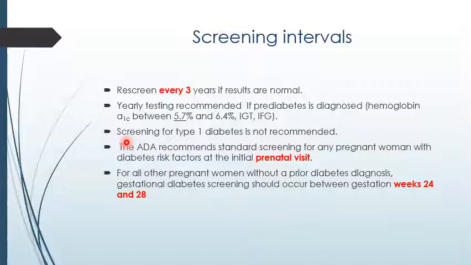Screening intervals. Rescreen every 3 years if results are normal. This regarding to previous slide. Yearly testing recommended if pre-diabetes is diagnosed. Screening for type 1 diabetes is not recommended. The ADA recommends standard screening for any pregnant woman with diabetes risk factor at the initial prenatal visit, and if it's normal, we repeat it at 24 weeks to 28 weeks.